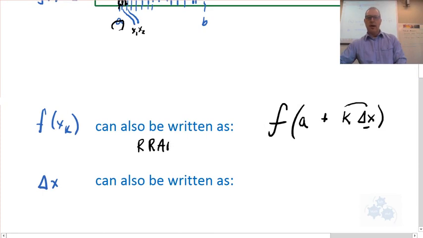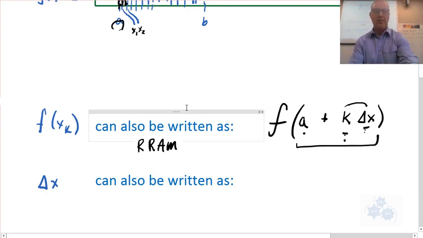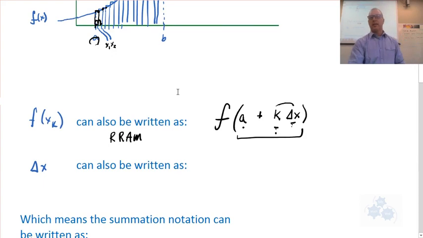RRAM. We start at f of a, and then we add 1 delta x, then we add 2 delta x's, then we add 3 delta x's to get all of the x values. Now, these x values are going to be used to find the height, right? Because f of xk is the height of each rectangle.